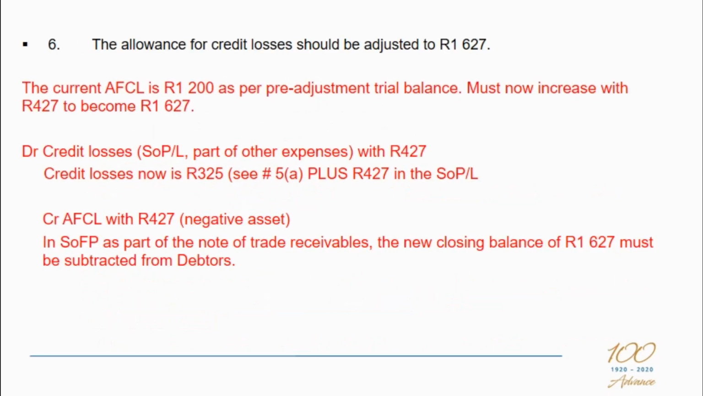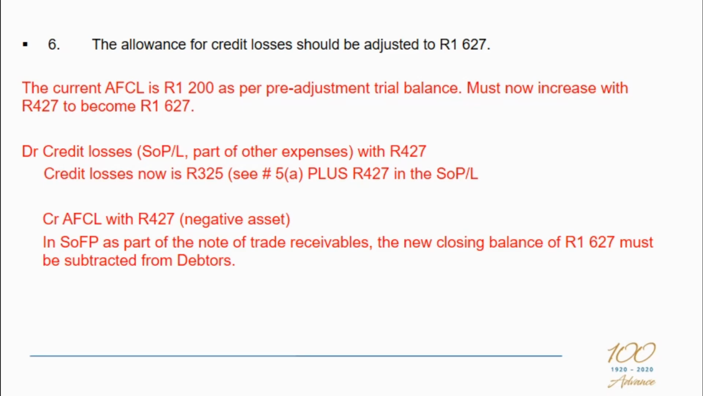The allowance for credit losses should be adjusted to 1,627. It is currently, as per the pre-adjustment trial balance, 1,200 Rand. So we can see that it must be increased by 427 Rand to become 1,627 Rand. Therefore, if we had to record this adjustment in the general journal, we would have said debit credit losses. In our statement of profit or loss, this credit losses will form part of my other expenses. Now, my credit losses is not only the 325 Rand from the previous additional information, we now need to add this 427 Rand also to credit losses in my statement of profit or loss.